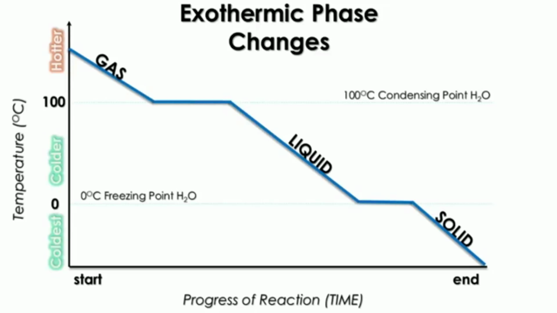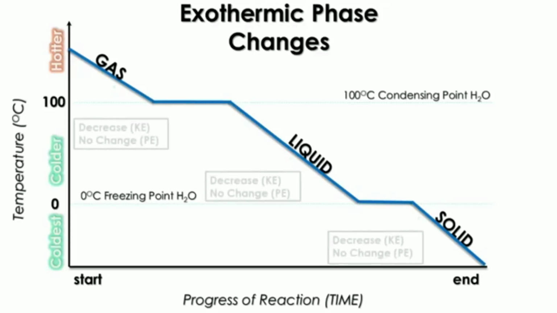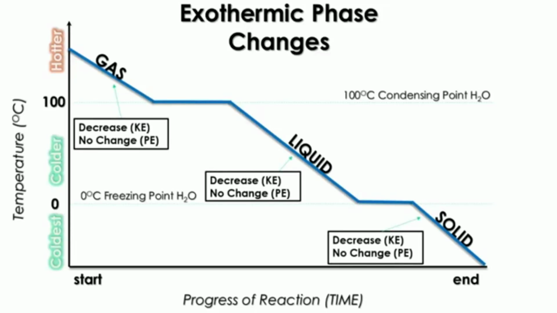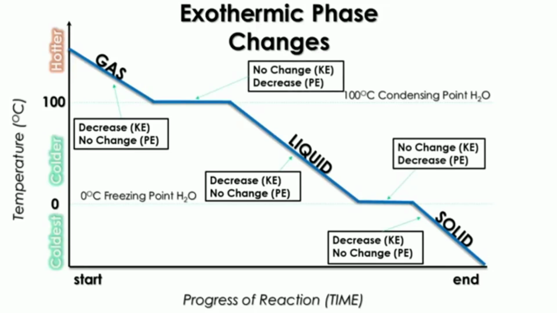The rule for only having one type of energy change at a time applies for all phase changes. So notice where we have the decrease in temperature, we have a constant potential energy. But when the potential energy is changing during the phase change, we have no change in kinetic energy. It is very important that you remember only one energy can change at a time.